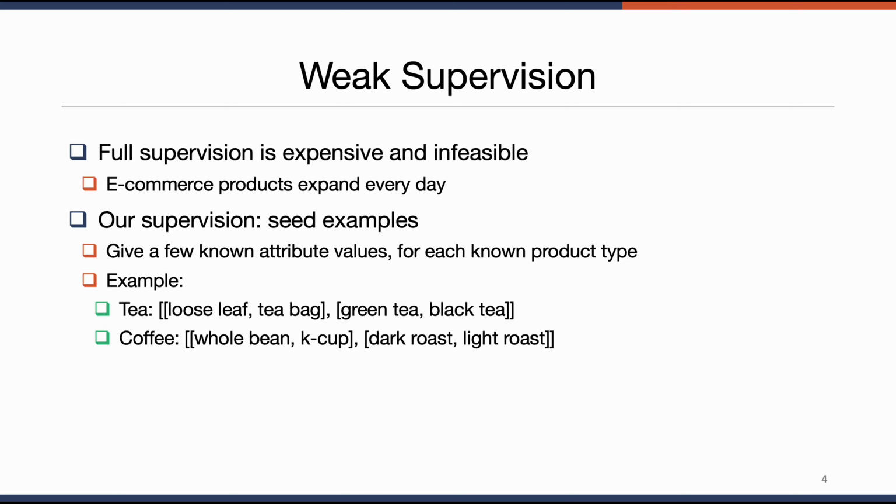And our supervision is going to be seed examples. So we give the model a few known attribute values for each known product type. For example, we may tell the model for tea products, we have an attribute with value loose leaf and tea bag. And we have another attribute with green tea and black tea. And for coffee products, we may tell the model, okay, we have whole bean and K-cup, that's one attribute. And we have dark roast and light roast from another attribute.